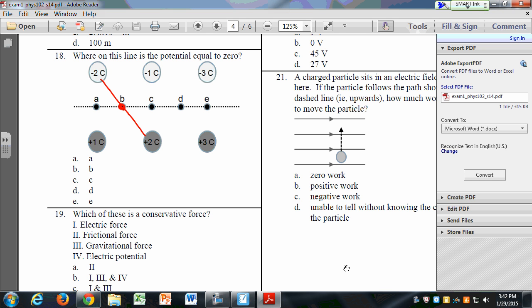Similarly, the distance from that charge and that charge, those are the same. And they have positive and negative charges, so they're going to cancel out. And then likewise, the distance from here to this charge and the distance from here to that charge, those are the same. So the potentials due to those two charges will cancel out. So the total potential at that point is equal to 0.